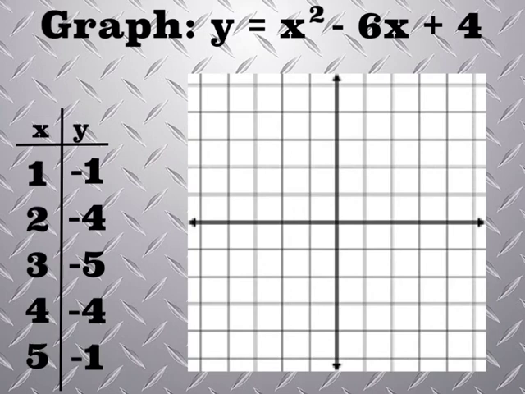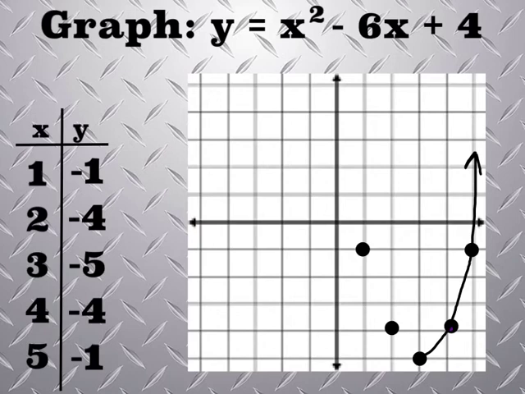Don't be thrown for a loop. I just got rid of that middle column of our table. The values are all still the same. And so I'm going to go through and graph. I have 1, -1. So in my x value, I'll go 1. Then I'll go down to -1 in my y value. I have 2, -4. I have 3, -5. 4, -4. And 5, -1.